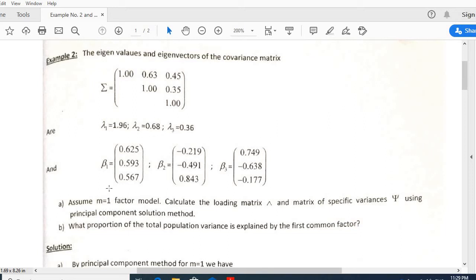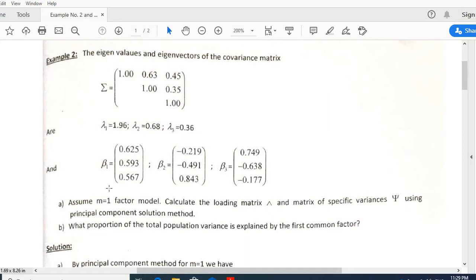Students, this is our second lecture of multivariate analysis this week. Here I present example number 2 of factor analysis. Listen attentively. The eigenvalues and eigenvectors of the variance covariance matrix sigma are given here.